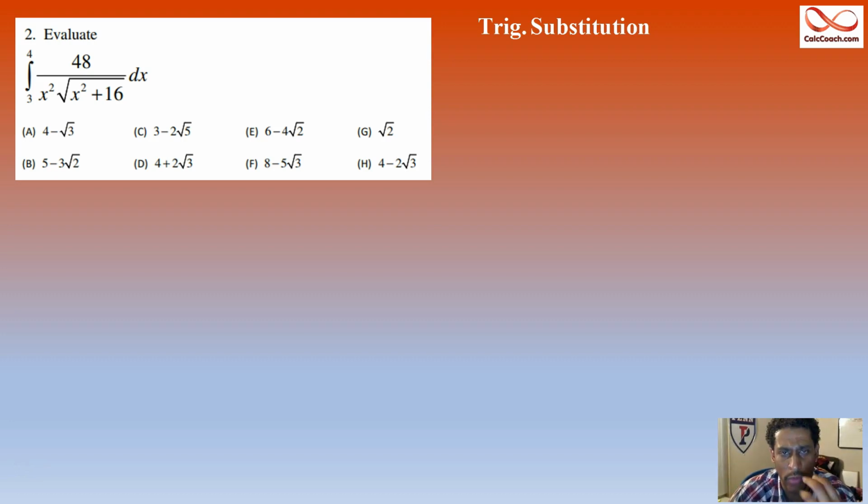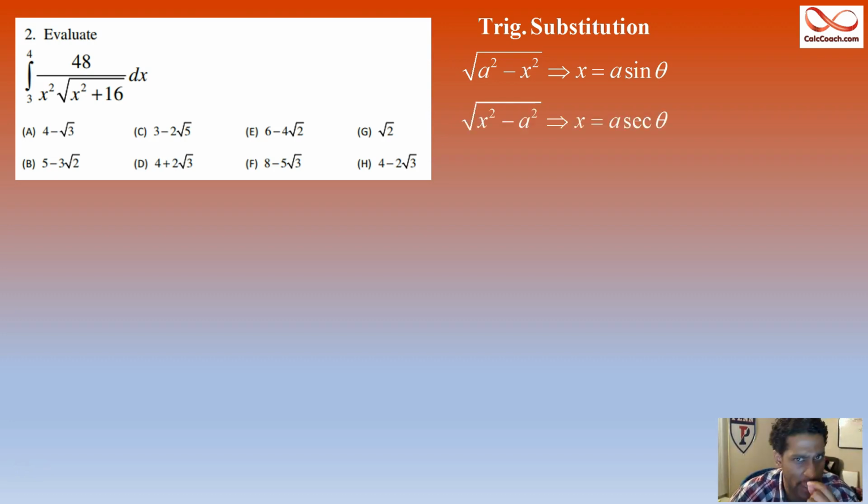If the radical shows up as a squared minus x squared, you let x equal a sine theta. Flip that around. If the radical comes up as x squared minus a squared, you let x equal a secant theta. We have neither one of these. We have the third option, if it's a plus in between. If x squared plus a squared is under the radical, then you let x equal a tan theta.